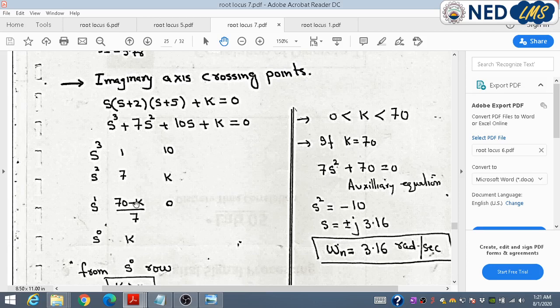So if I'm applying here k is equal to 70, the first element will be 0, the second element is already 0, the rest elements are all 0. So therefore we can write down the auxiliary equation from here. What would be the auxiliary equation?